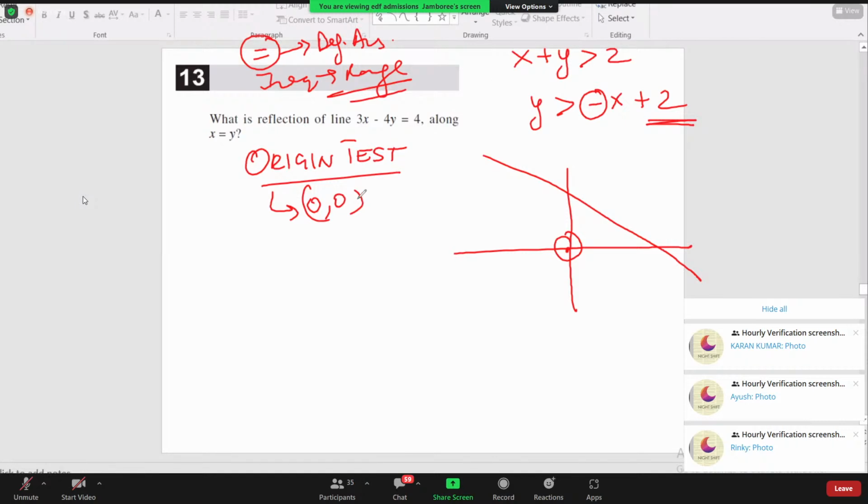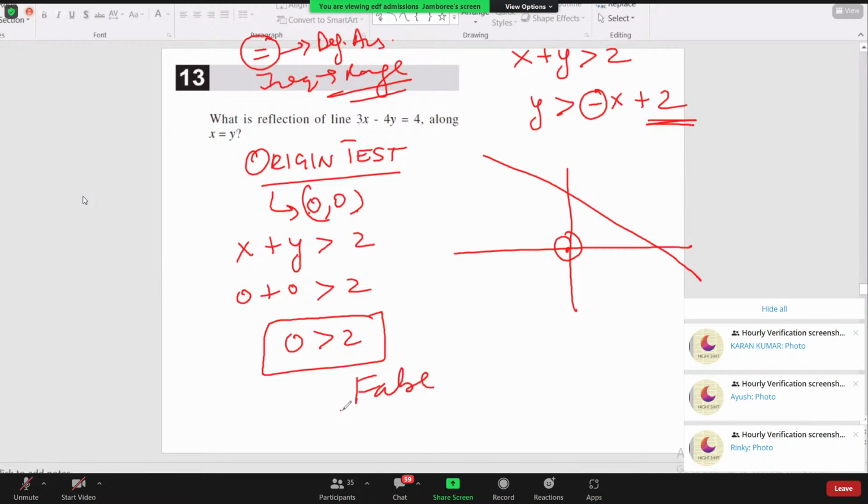And that's something we are taking as the origin, because the coordinate of the origin is the easiest coordinate to plug in. So the original inequality was x plus y is greater than 2. I'm going to plug in 0 comma 0 here. So it will become 0 plus 0 is greater than 2, and this will become 0 is greater than 2. We just need to analyze whether the statement here is true or false. So we get the statement 0 is greater than 2, which is a false statement.